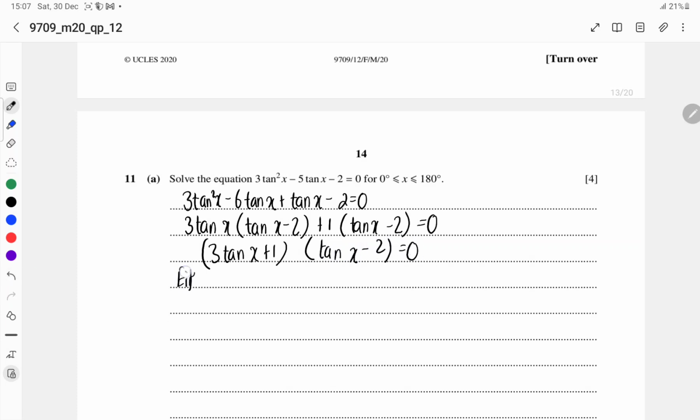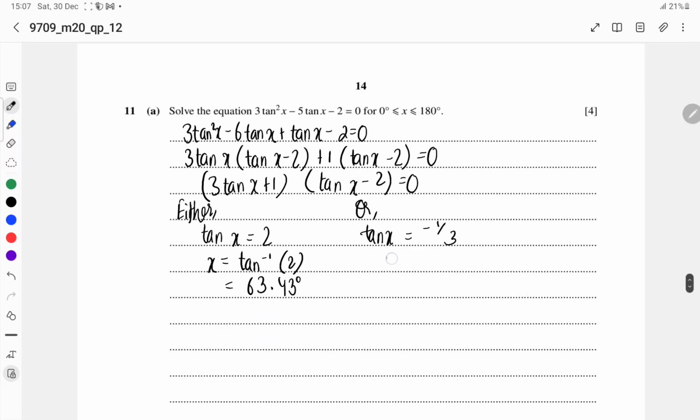So either tan x will be equal to 2 or tan x will be equal to negative 1/3, right? So when tan x equals 2, x will be equal to tan inverse of 2. Let me put my calculator in degree mode because we need the answer in degrees. Tan inverse of 2 is simply 63.43 degrees. And then x equals tan inverse of negative 1/3, let me just find it out.